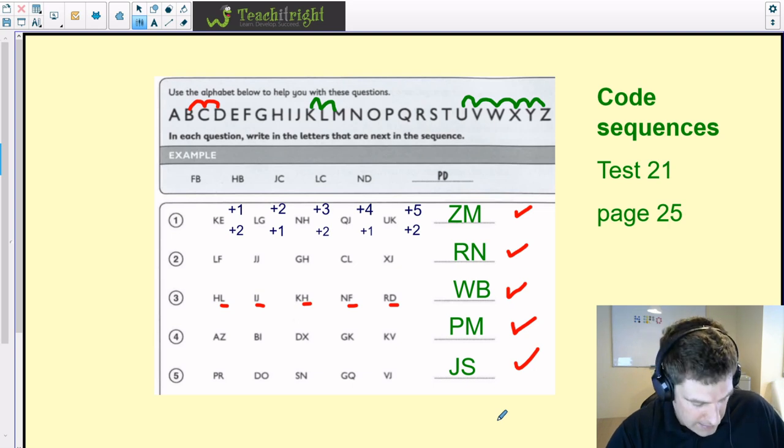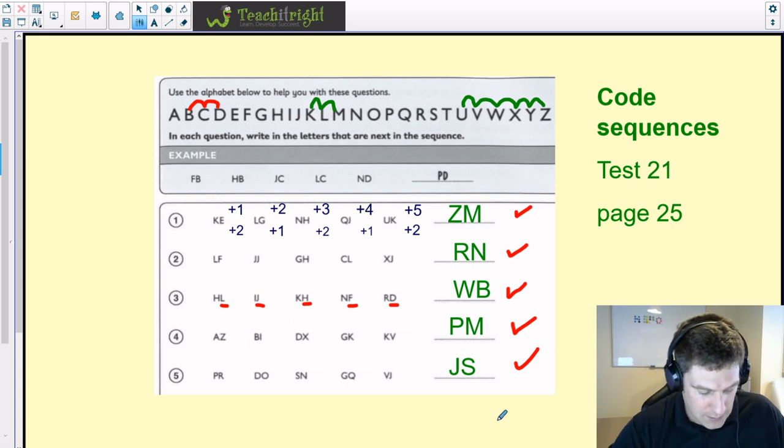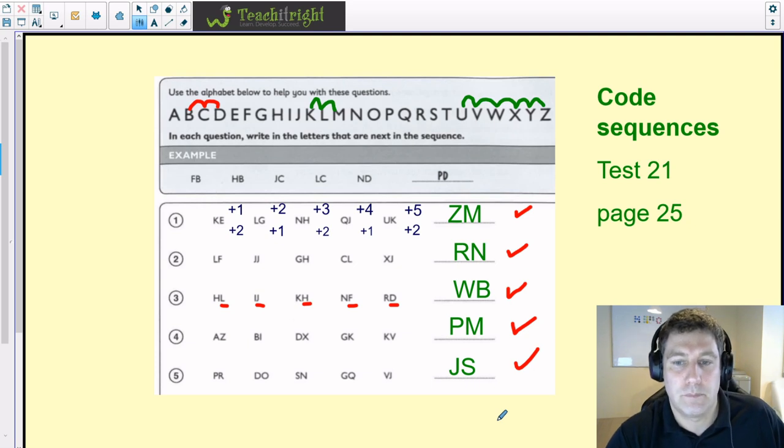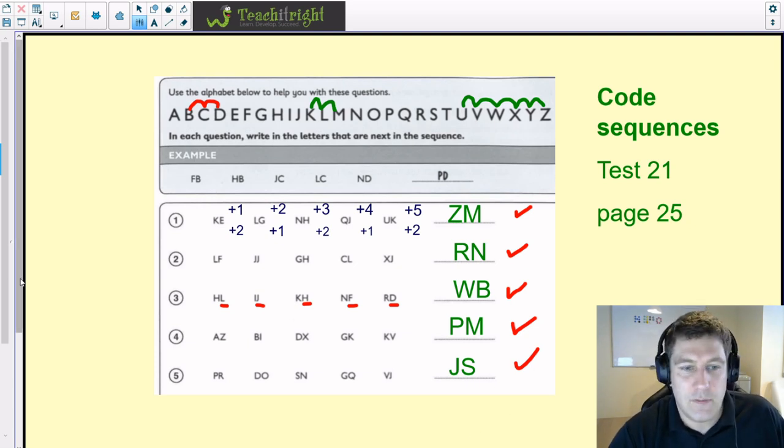The last one here on this page, which is JS, it went every other letter +3. So remember, missing a letter. We did practice those in the lesson. You might remember doing that. And then the second letter is every other letter, but it's -4 and then +2. So well done if you managed to get 5 out of 5.